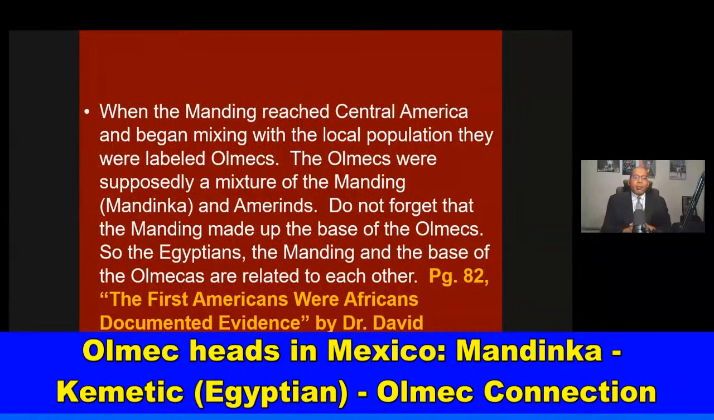All right, so when the Manding reached Central America and began mixing with the local population, they were labeled Olmecs. The Olmecs were supposedly a mixture of the Manding or Mandinka and American Indians or Amerindians. Do not forget that the Manding made up the base of the Olmecs, so the Egyptians, the Manding, and the base of the Olmecs are related to each other. Okay, this comes from page 82 of The First Americans Were Africans, Documented Evidence by Dr. David Imhotep.